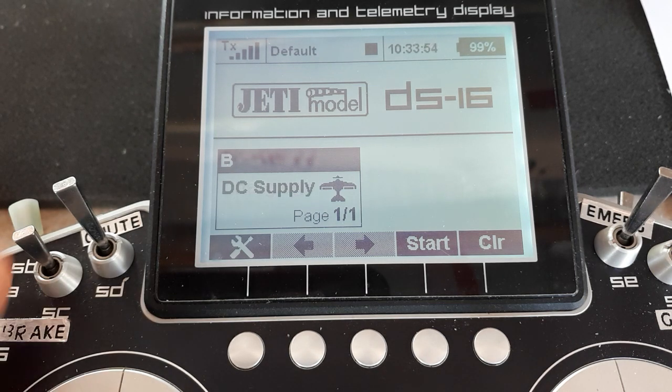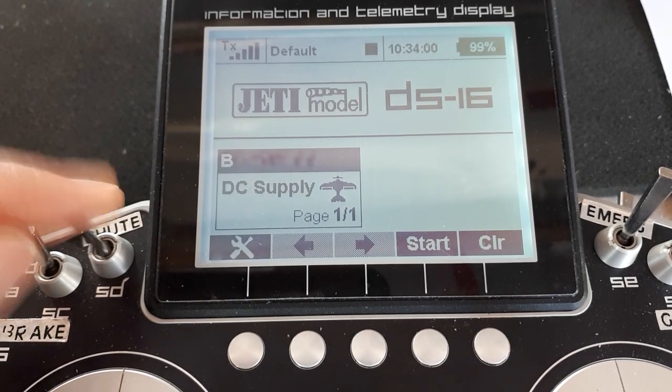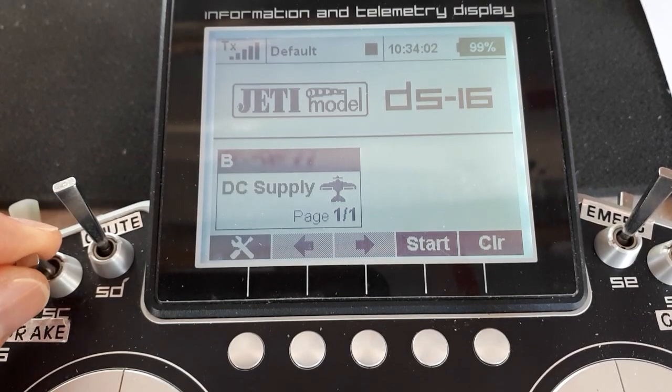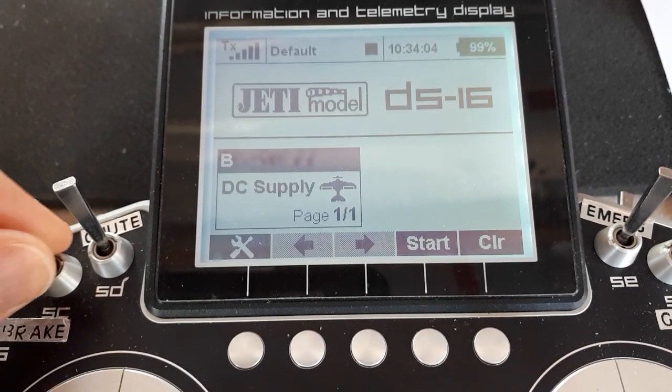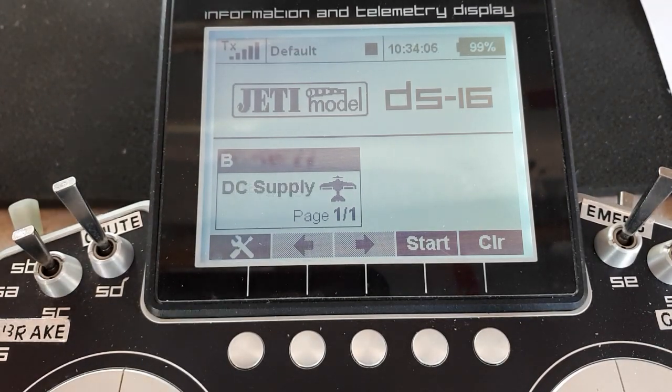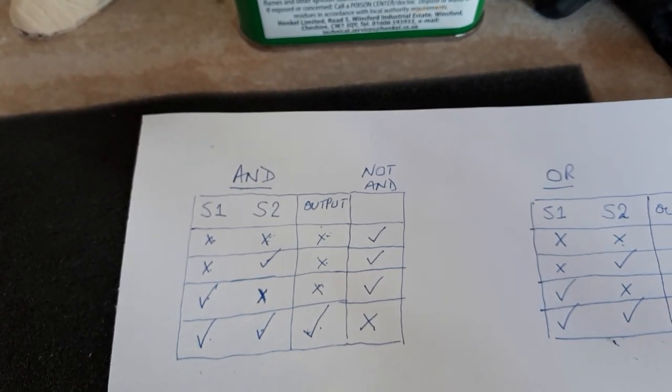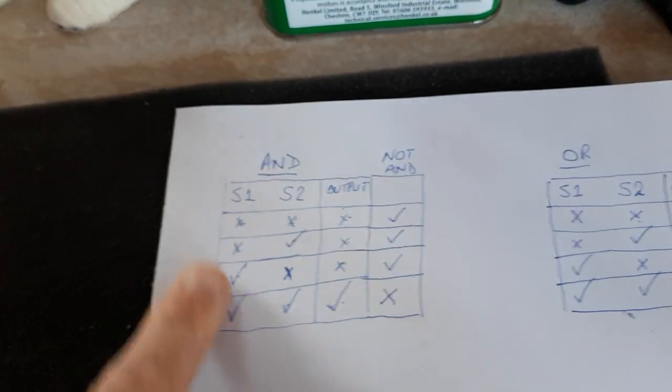Next, think about it. What do I want to do? There's 4 possible combinations of switch positions here. I can have this switch up, this switch down or up, this switch down, and this switch up or down. Well, remember back to our logic table. Lovely. For example, here's the AND logic table. 4 possible combinations. Okay, that's good.